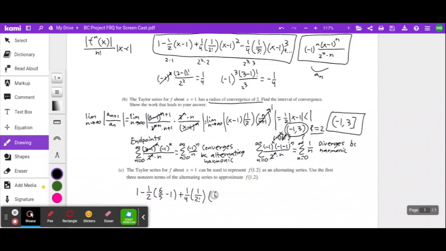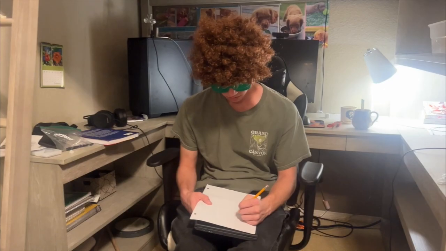Now for time's sake, I'm going to let you have the fun of solving this on your own, but you should get 181 over 200, which decimally, if you solve it that way, is about 0.905.